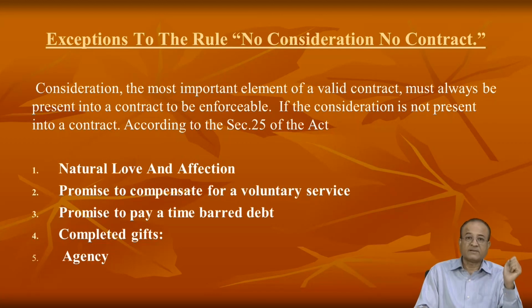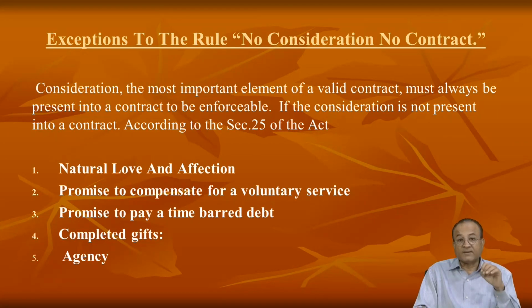And fifth, last, agency. Creation of agency does not require the presence of consideration from either side. According to Section 185, the relation between principal and agent is such that the principal is bound by acts done by the agent, but the agent is not bound in that way. So the principal provides the consideration, the agent does not. Thus, creation of agency is an exception.